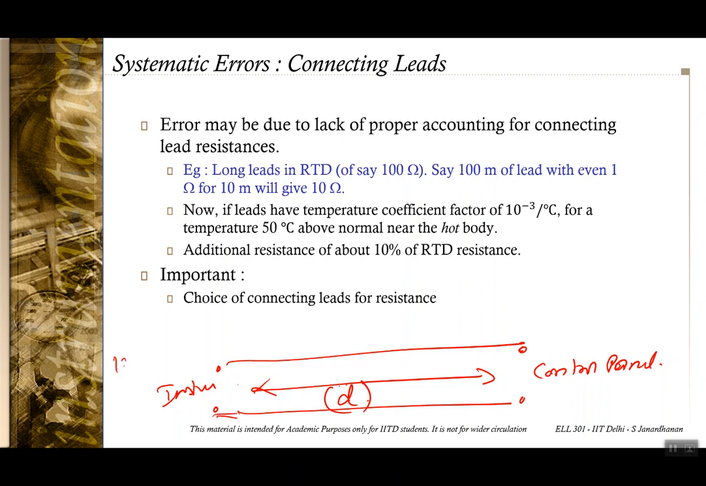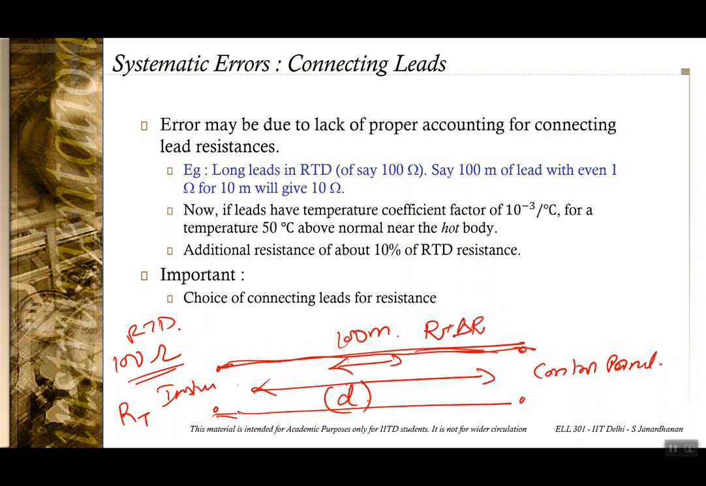For example, if you have a 100 ohm RTD and it is say 100 meters away, the wire that connects these two terminals can have a resistance R that can become comparable to the resistance of the RTD. Further, if this wire is subject to some temperature change, that can cause error also. So instead of R, you can have R plus delta R also.